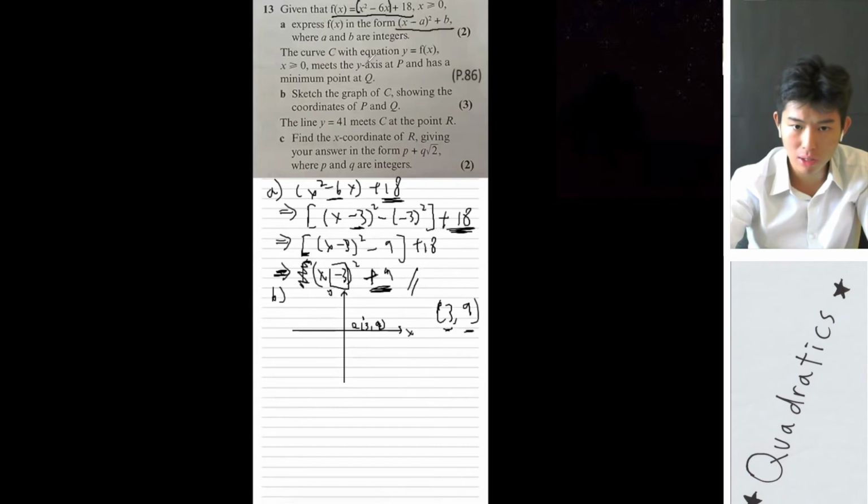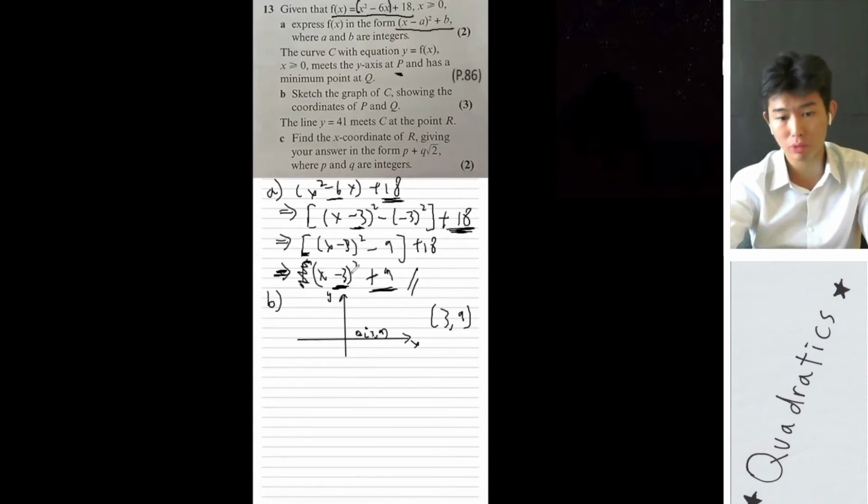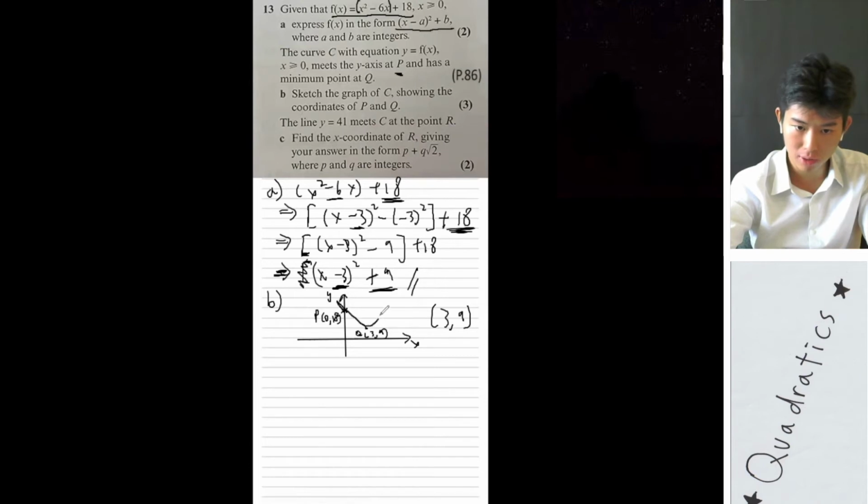Okay, and they say that the p would be in the y-axis. So if we substitute the x equals to 0, 0 minus 3 would be minus 3 square, which is 9. 9 plus 9 would be 18. So 18 would be somewhere around here. And this one would be the P point. And the graph should look like this. Should look something like this.